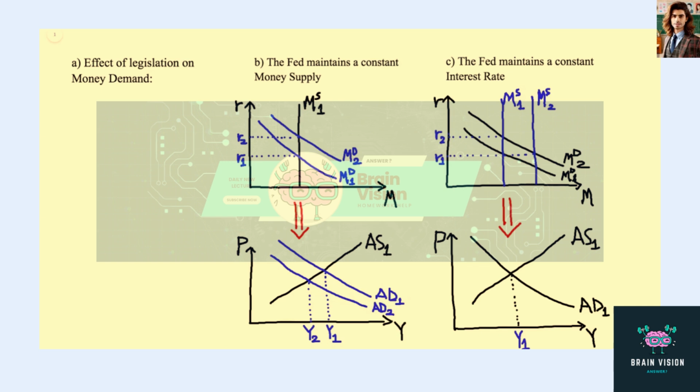In question 6, we're being told that in the early 80s, new legislation allowed banks to pay interest on checking deposits, which they could not do previously. Part A of the question says, if we define money to include checking deposits, what effect did this legislation have on money demand? Explain. Well, let's think about it for a second.